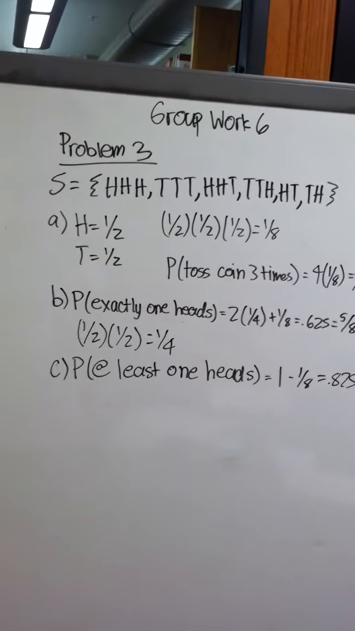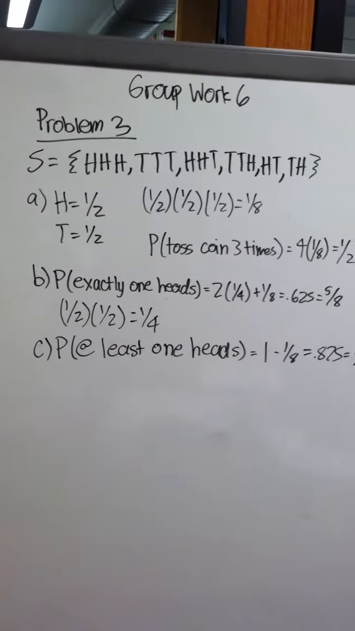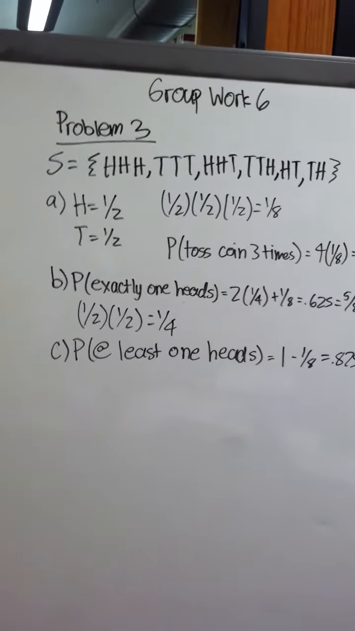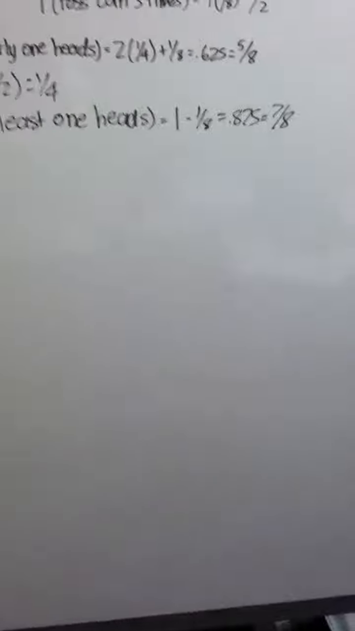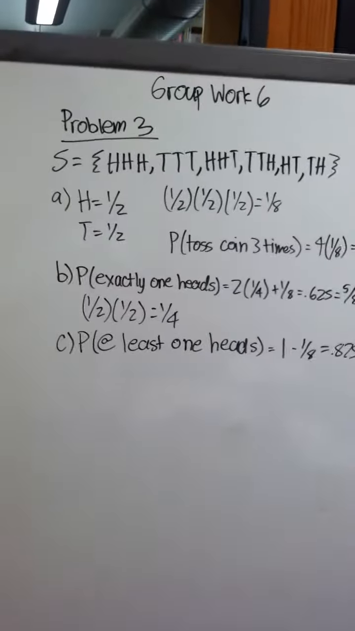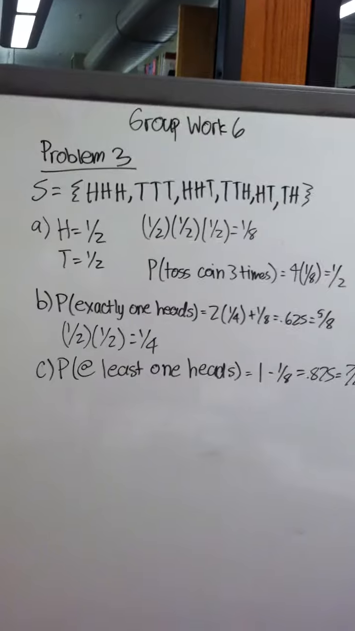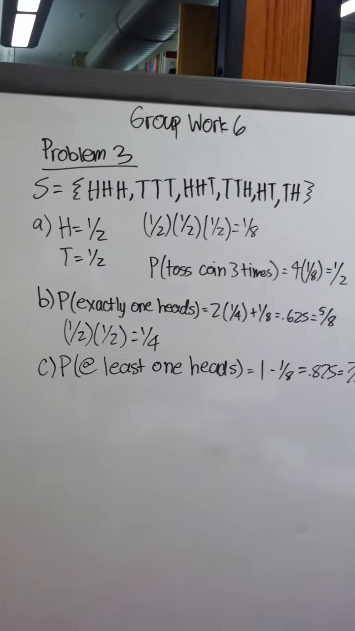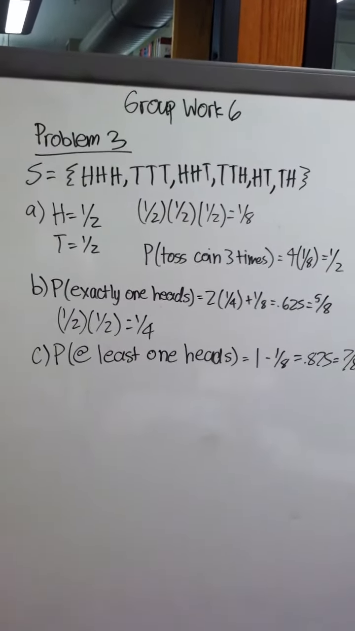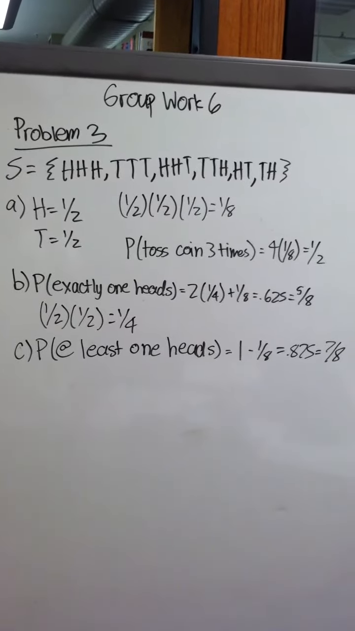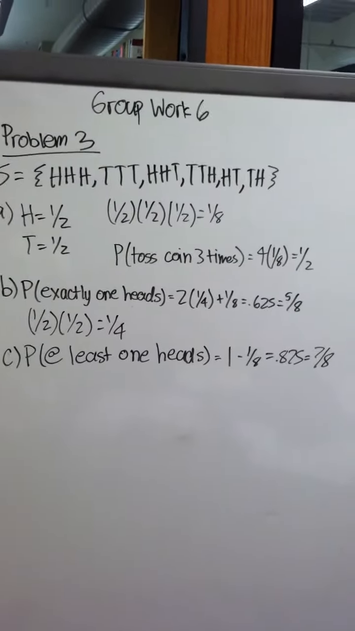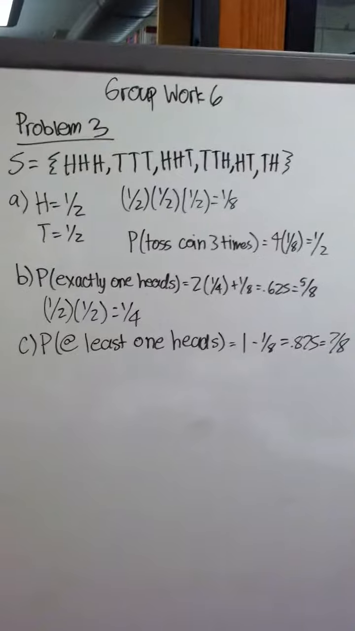So in subproblem A, it asks, what is the probability that we toss the coin 3 times in this experiment? So first of all, we have our sample space, which is HH, TT, TTT, HHT, TTH, HT, and TH.